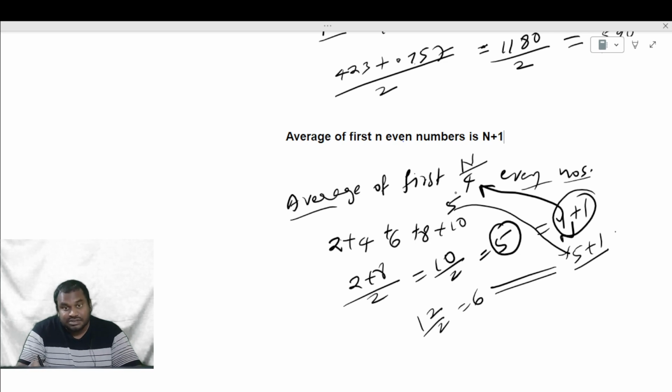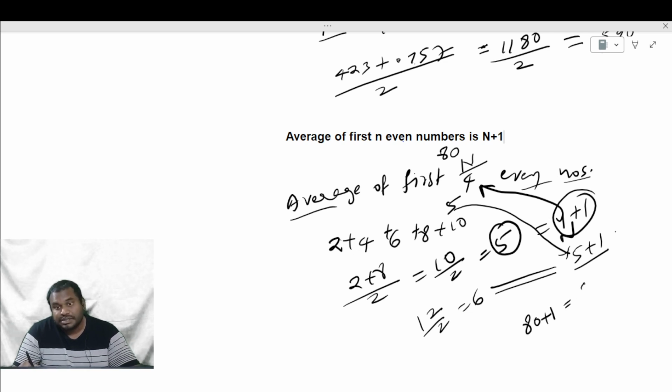Suppose these numbers are small, like 4 and 5. But if I ask for the average of the first 80 even numbers, what will you do? You cannot write all of them, add them, and divide by 80, right? That is a time-consuming process. So what do you need to do?